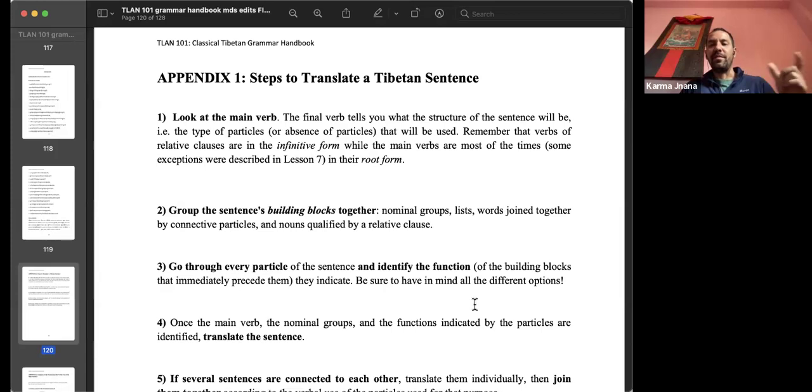We know if there might be an agentive particle. We know if the verb is in infinitive form, maybe it's a relative clause. So first, look at the verbs in the sentences, in the structures.